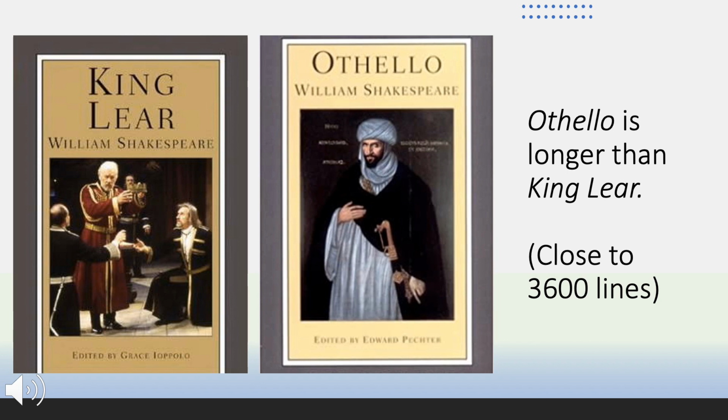But when we compare it with another play, for example, Othello, which has more than 3,600 or around 3,600 lines, we could construct a sentence indicating a comparison in this way. Othello is longer than King Lear. We notice that the word or the adjective long now becomes longer because two nouns are being compared, King Lear and Othello, the two plays.